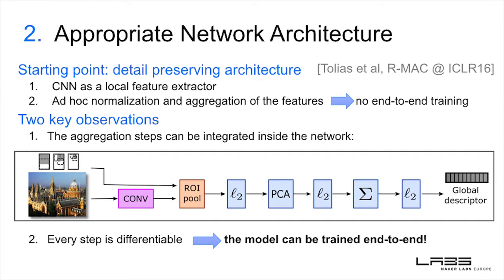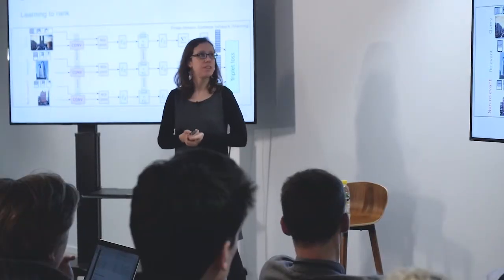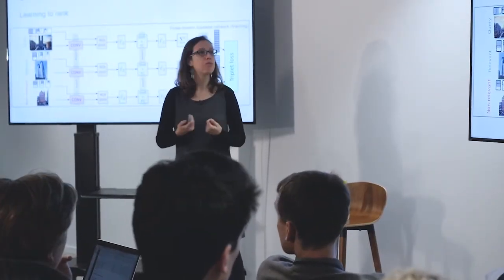But now if you look closely at this architecture, what we observed is that these aggregation steps can actually be included as part of the architecture itself. And every step is differentiable. So it means that if we wanted to, we could train the model end-to-end, including updating the weights of the convolutions to make these weights correctly suited for the instance level task. So that's exactly what we did in our training framework.